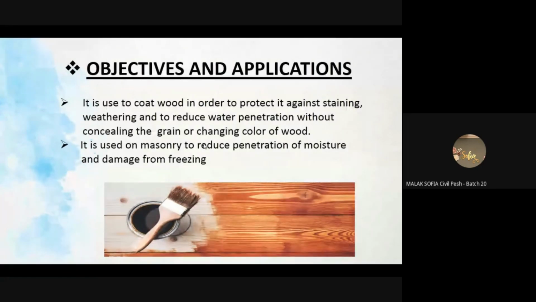It is also used in areas which have a low temperature, and masonry is basically the work of stones. So it reduces its porosity once it is applied on that, and damage from freezing is also reduced. Like you can see in the picture, it is the real color, but it enhances the real texture and all that. Next slide, please.